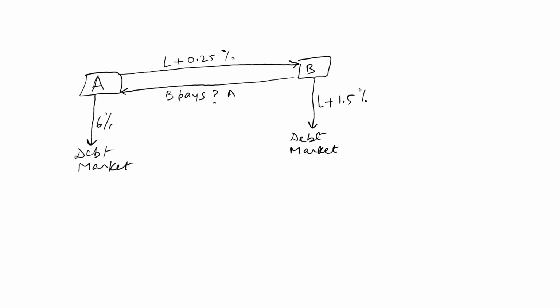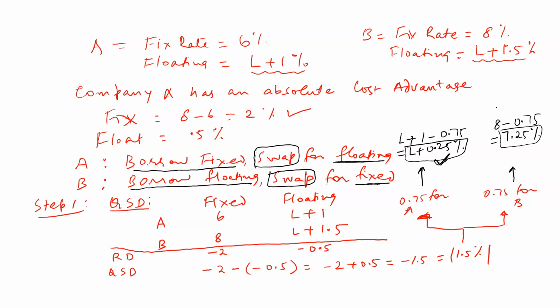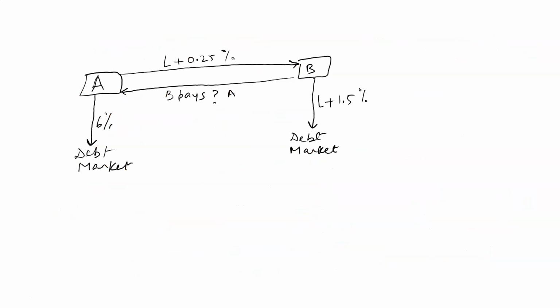Because see, A is happy. They are offering to pay LIBOR plus 0.25%, and if we go back to the previous screen, you will see that this is the maximum they wanted to pay. So they are happy paying LIBOR plus 0.25%. Now the question is, how much should B in return pay to A so that their total payment does not exceed this 7.25%? And when I say total payment, think about it for a moment. B is paying out an interest at LIBOR plus 1.5% to the debt market. It is also receiving LIBOR plus 0.25% from A. So how much should B pay to A so that the net result ends up to be a 7.25% payment? So that's what we need to find out.